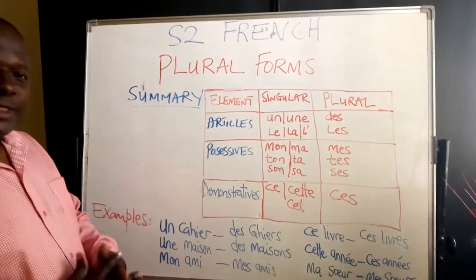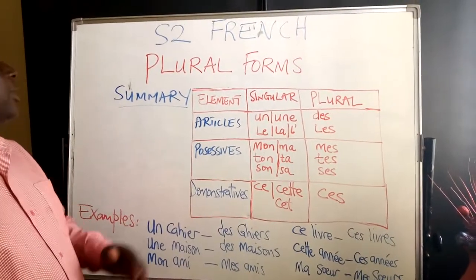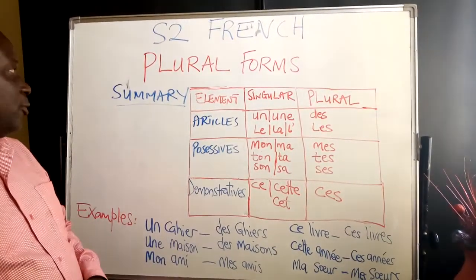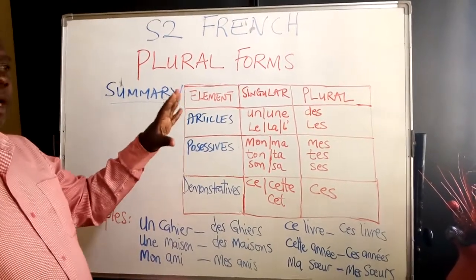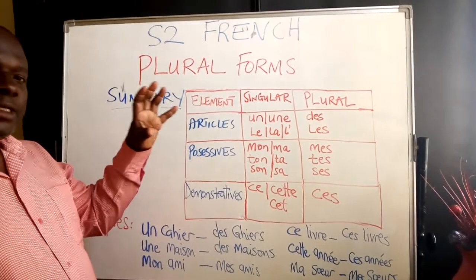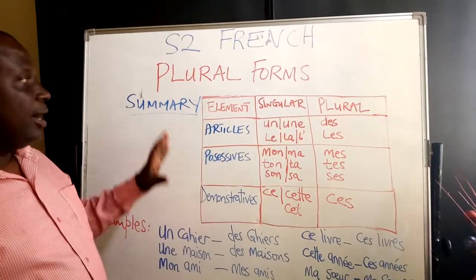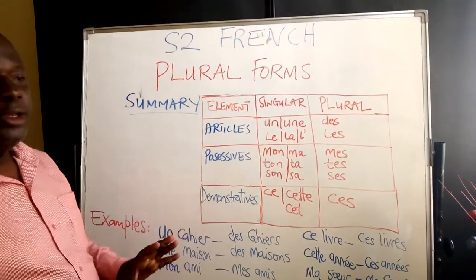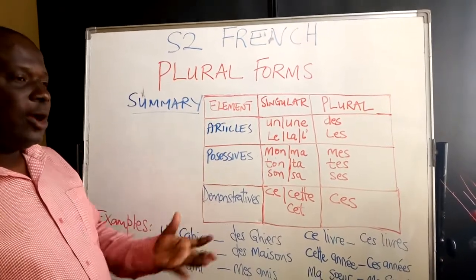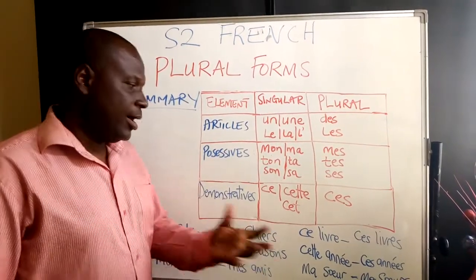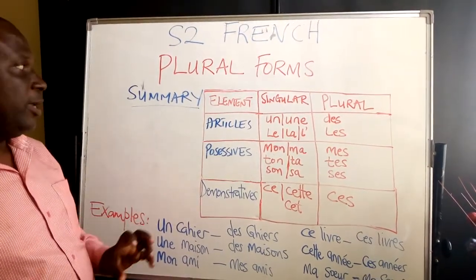Yes, welcome to our second clip of our French class of Senior 2, and we are still speaking about plural forms. The previous discussion we had, where we had some few examples of how different elements of the language shift from singular form to plural form, has led us to this kind of summary, which will be very, very vital in helping us to see how these language elements are handled. Let us look at this table and study this summary quite well.